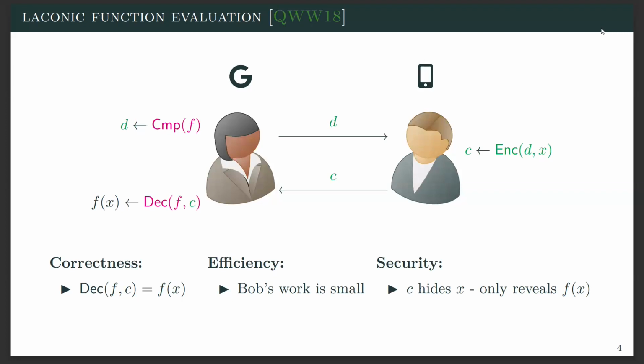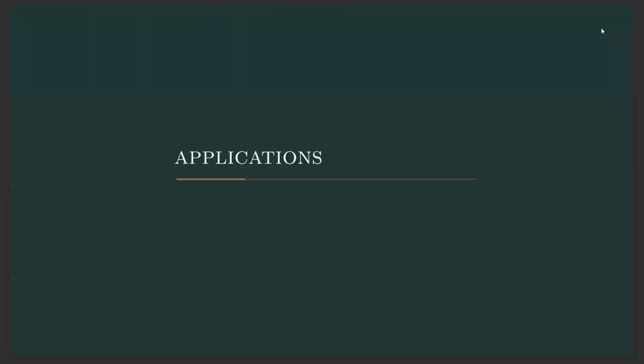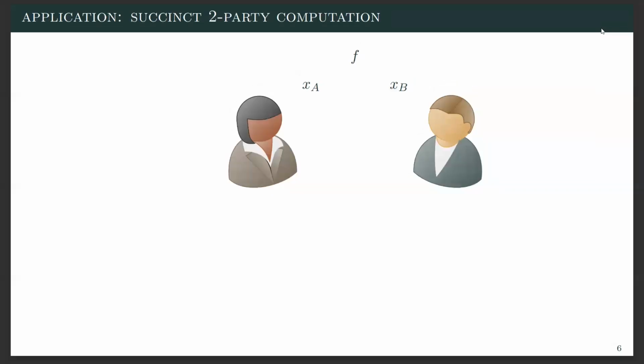So for security, again, we want the ciphertext to hide x, and it should only reveal f of x to Alice, no more. So let me present some applications of this primitive. Naturally, it seems very well suited to that of succinct two-party computation.